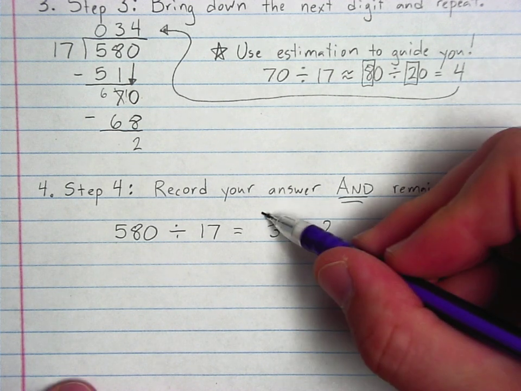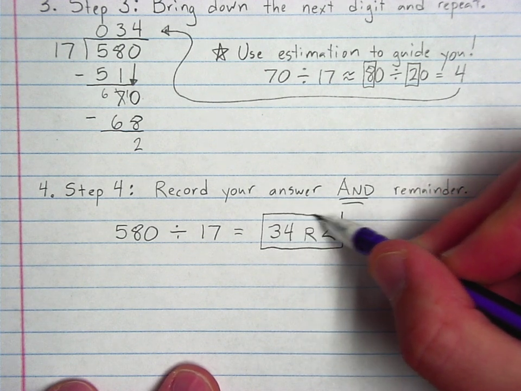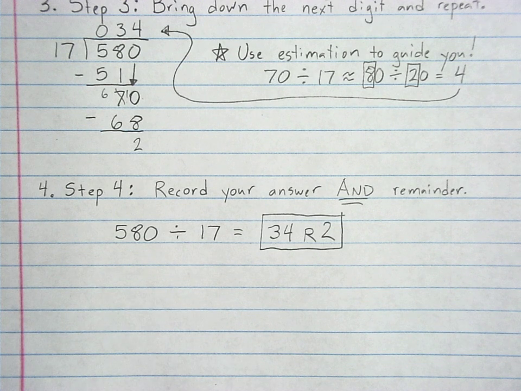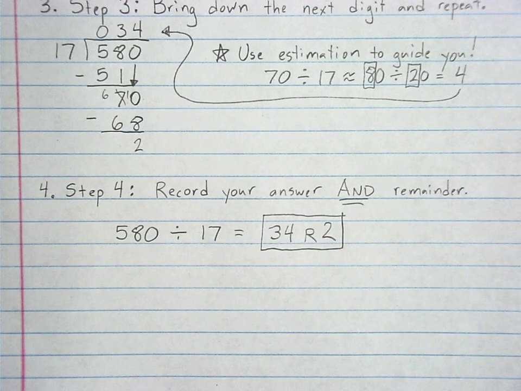Okay. If I went back through to check my work and multiplied 34 times 17, I would get 578. Add the 2 more, and I should have 580.